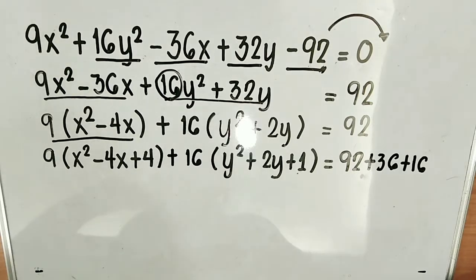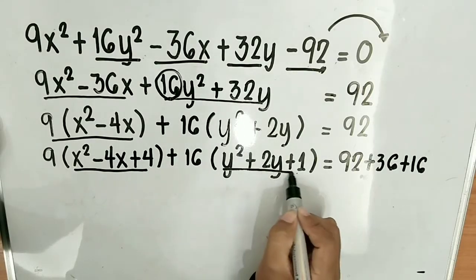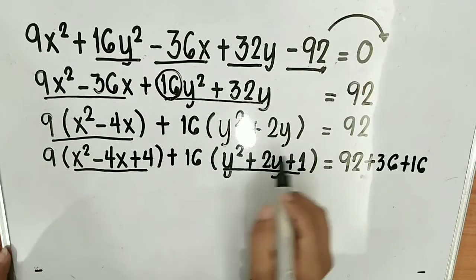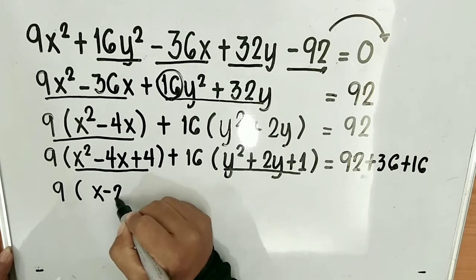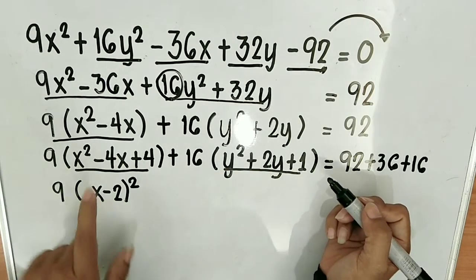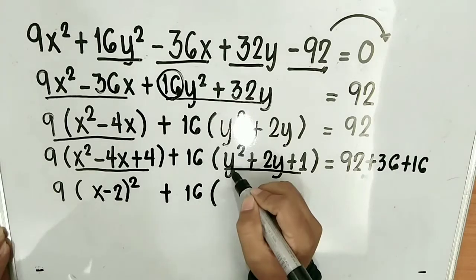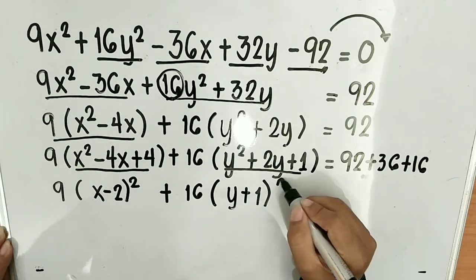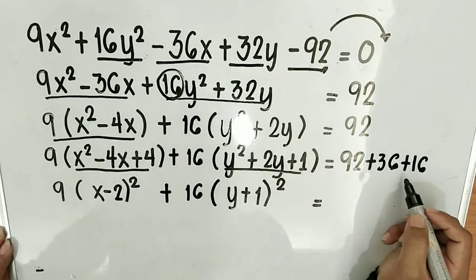Next, what we will do is to find the factors of the quantity inside the parentheses. So we will find the factors of x squared minus 4x plus 4 and y squared plus 2y plus 1. So we have 9. Its factors are x minus 2 and x minus 2. So we have x minus 2 squared. Because x minus 2 times x minus 2 is x squared minus 4x plus 4. Next, plus 16. The factors of this one are y plus 1 and y plus 1, or y plus 1 squared.